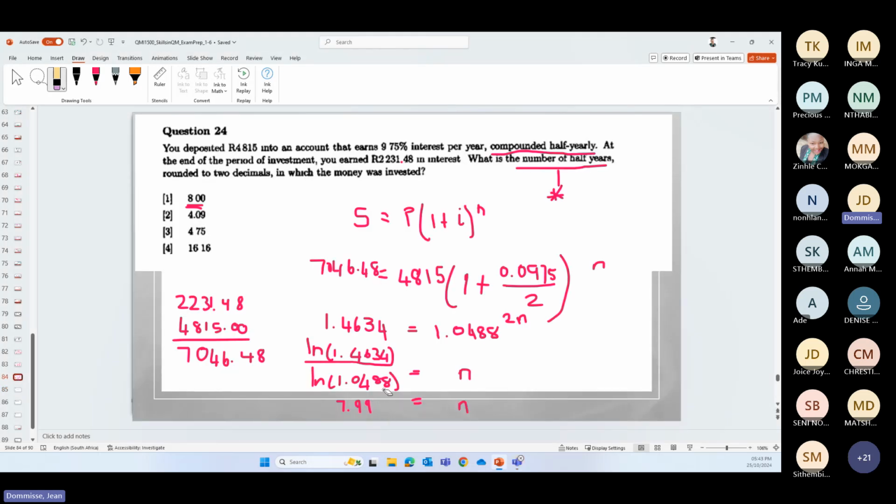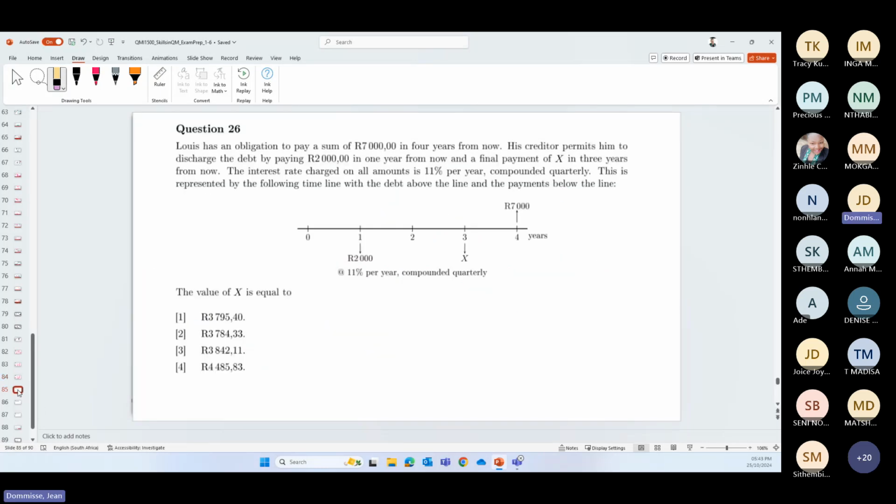So yes, it is definitely 8, like you guys said, but just remember, because it is 2 times a year, we still need to times 2.